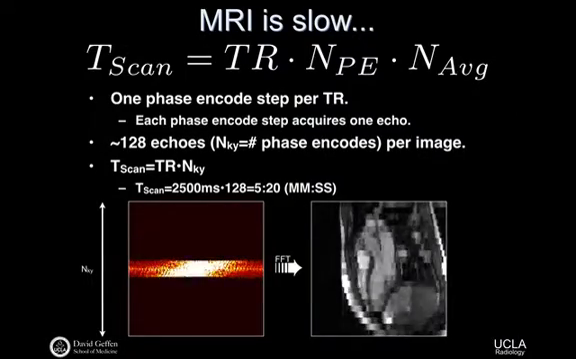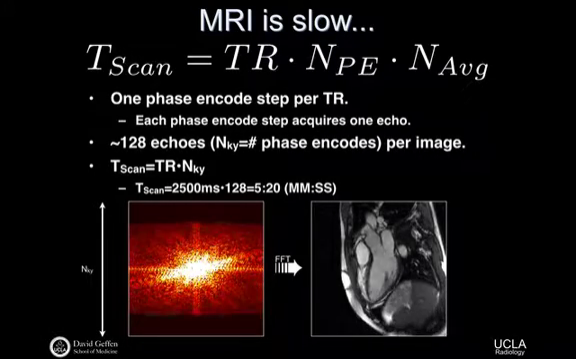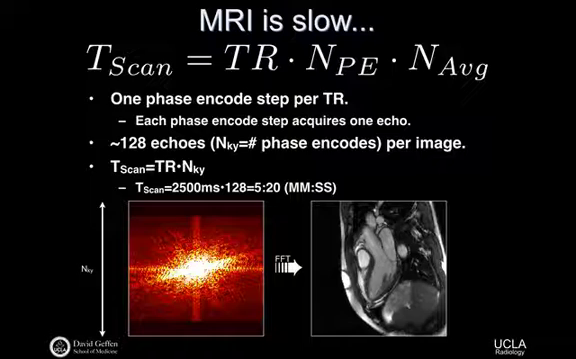So this is the comment I made a little bit earlier about calculating scan time. It's one of the learning objectives for it. It's not a complicated concept. It just simply says that the time for a given scan, how long it takes us to acquire the image, depends on our TR, depends on the number of phase encode lines.